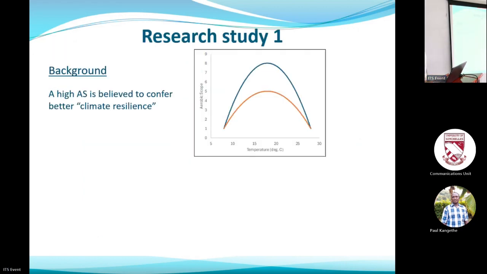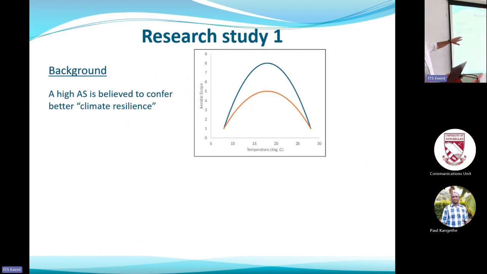So moving on, that's just background to the fundamentals of this research. My first research study I want to highlight was when I started my PhD. Some background is that in terms of climate resilience, it's hypothesized that a higher aerobic scope or aerobic budget is believed to confer climate resilience to an organism.